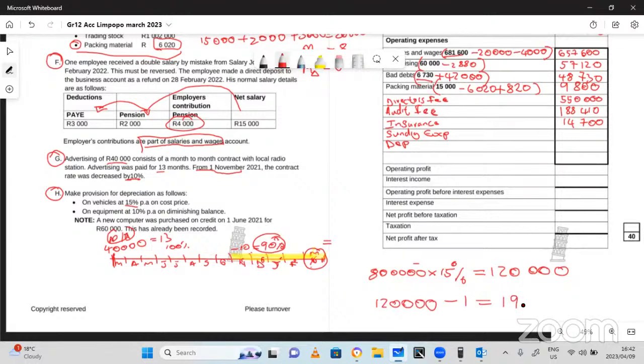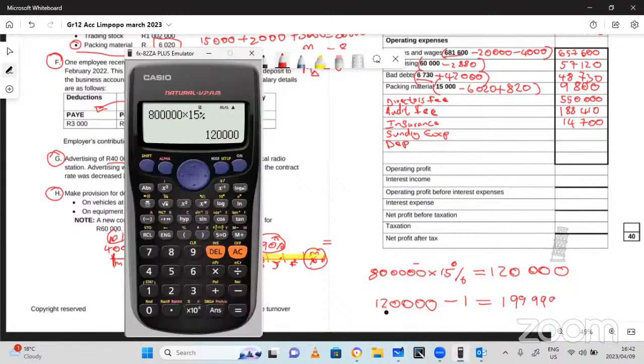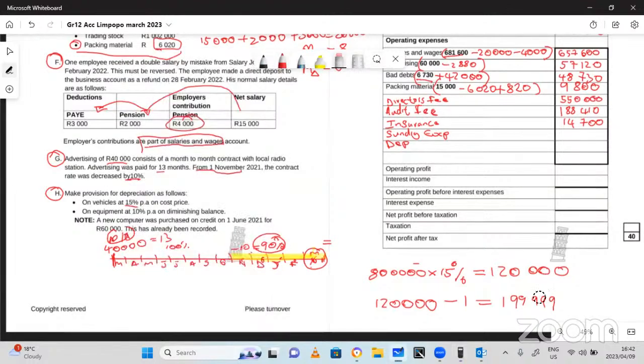Which will give us, is it 199,999? Let's double check that. It's 120,000 minus R1, so it's 119,999, sorry. So therefore, the first depreciation that we have calculated, we put it down: it's 119,999 rands. Okay, then we move on.